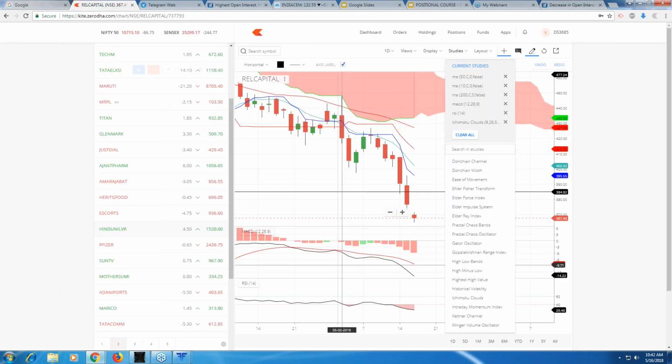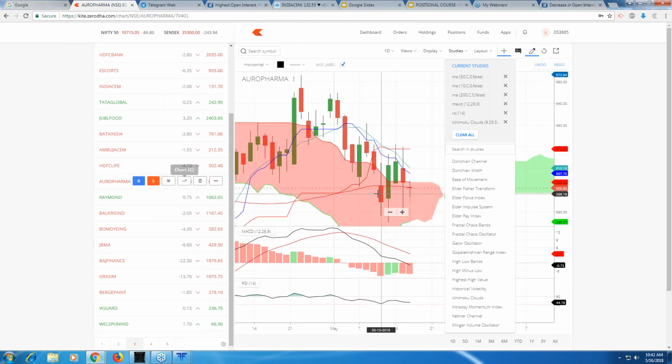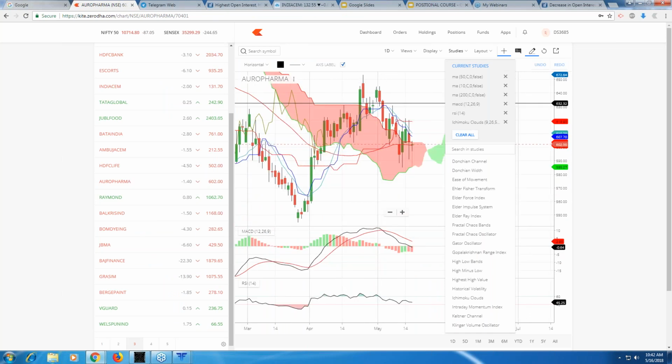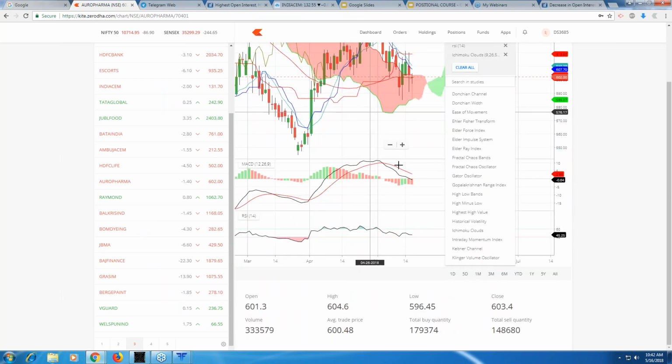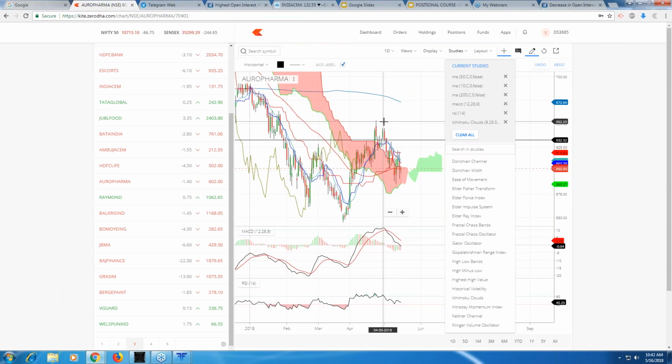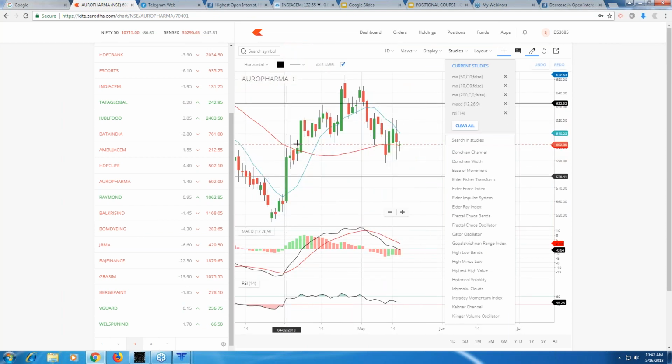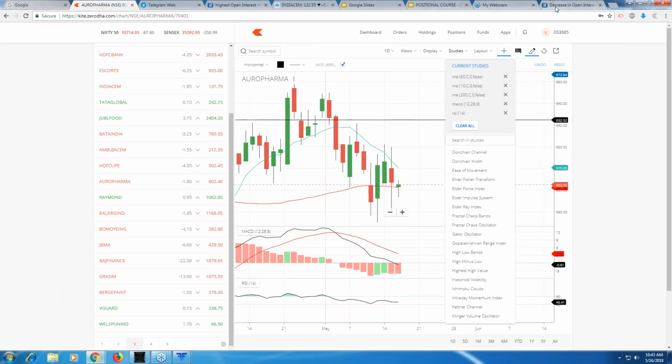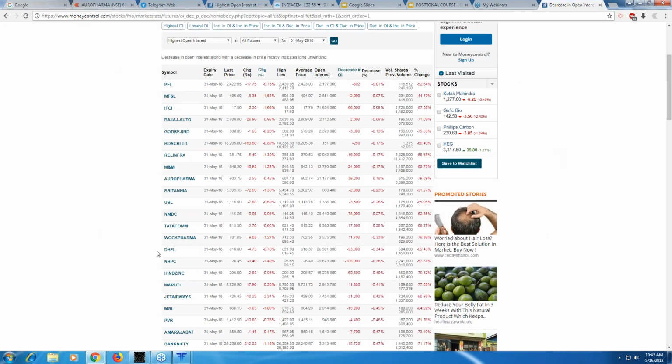Oro Pharma was actually in an uptrend, but see here, this is one day. If I remove the Ichimoku cloud, you will be able to see it much more clearly. So this stock was in an uptrend, right? And this too, it was an uptrend. So people are unwinding their long positions. That is what this data tells me. Britannia, UBL, NMDC, Tata Communication, Wockhardt, DHCL, NHPC, Hinsing, all these places, the long unwinding is happening.